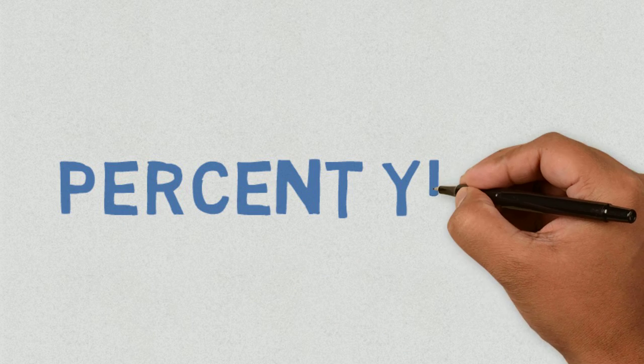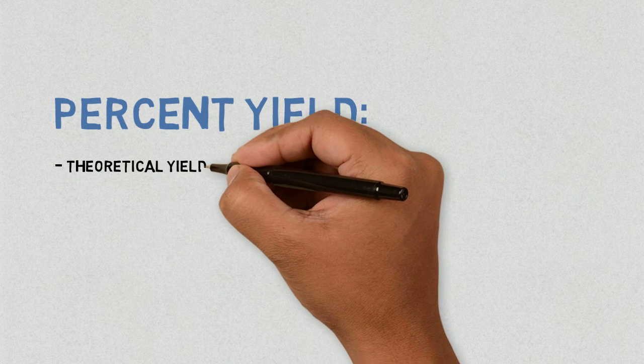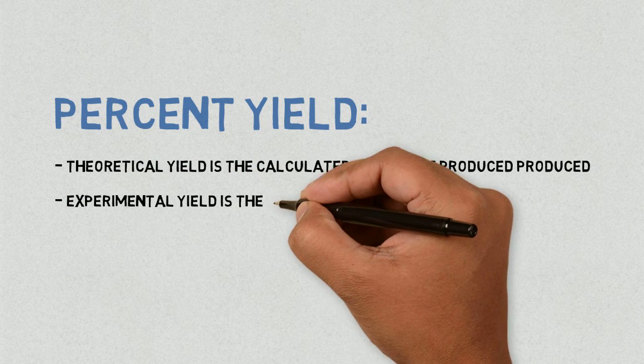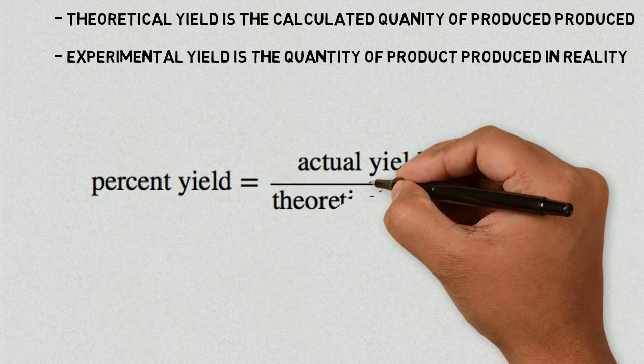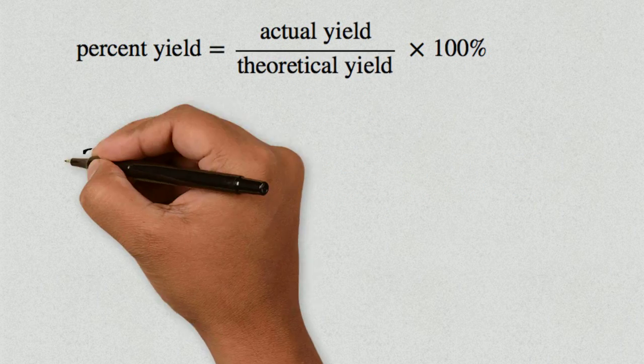The number of moles of nitrogen dioxide that we just calculated is actually the theoretical yield of the reaction. If we were to perform this reaction, we would actually get the experimental yield. Experimental yield is the quantity of product produced in reality. In order to calculate percent yield, we take the experimental yield and divide it by the theoretical yield. After doing this, we multiply by 100 and we get a percent, which is our percent yield.